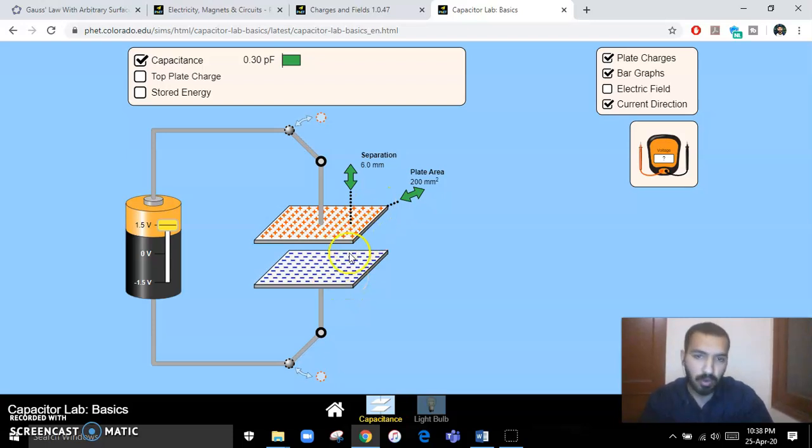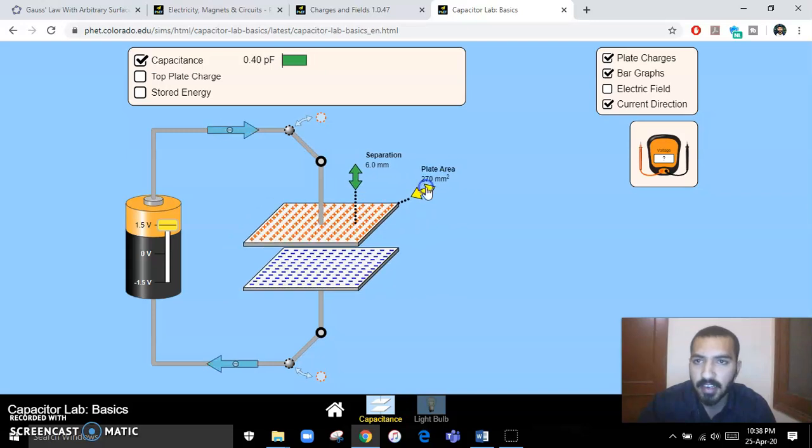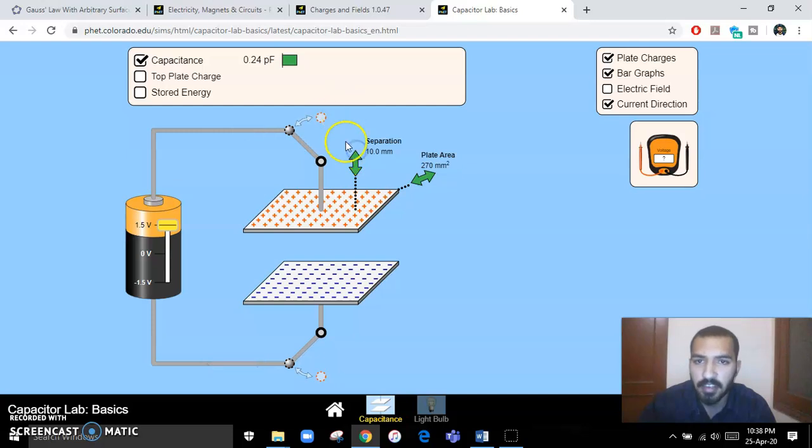So there is no dielectric material, so this capacitor will not store any charge. It just has this positive polarity and negative polarity because of this battery. And here I can see my capacitance, that is 0.30 picofarad. I can increase this capacitance by increasing the size of the plate, and I can decrease this capacitance by increasing the distance between the two plates.